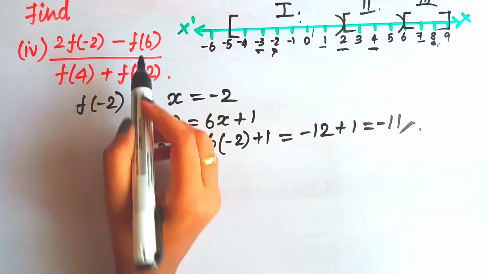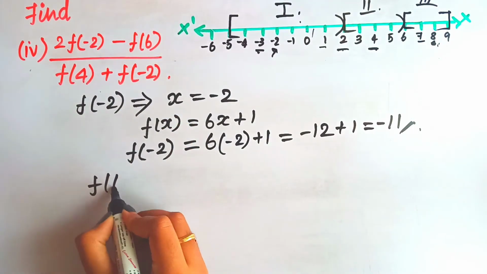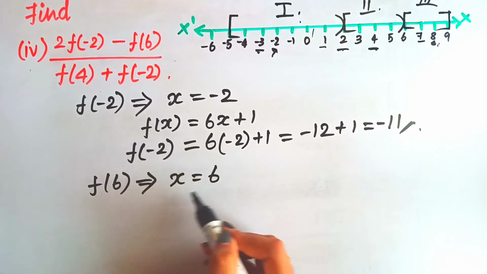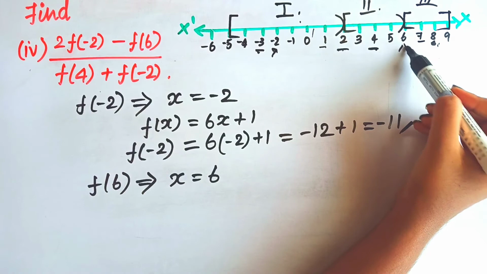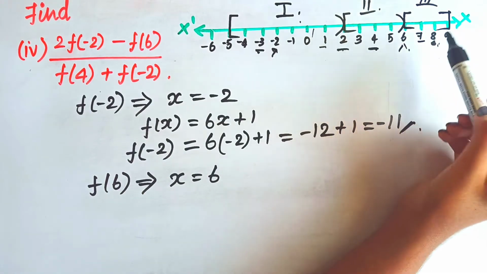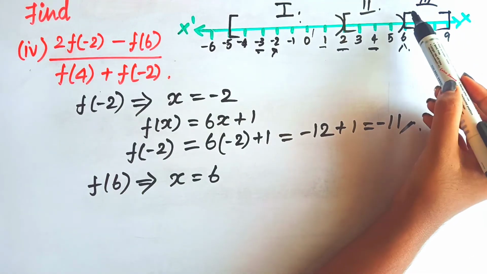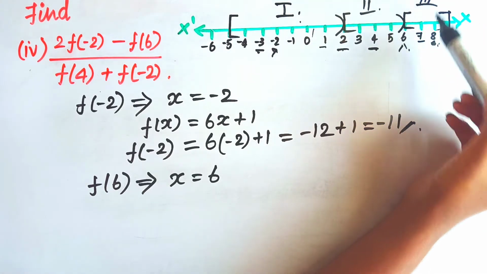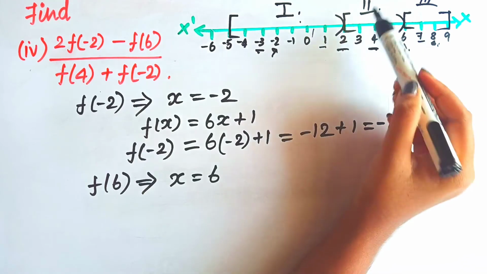Now we have to find f of 6. So f of 6 implies x is equal to 6. So we have to find x equal to 6 in the number line. So here it is. As I already said, we have to consider the elements which are inside the square bracket. So it's in the third interval. So 6 is in the third interval, not in the second interval.